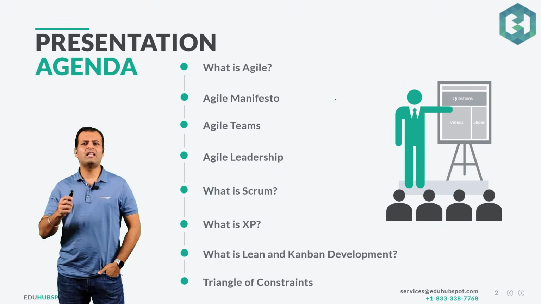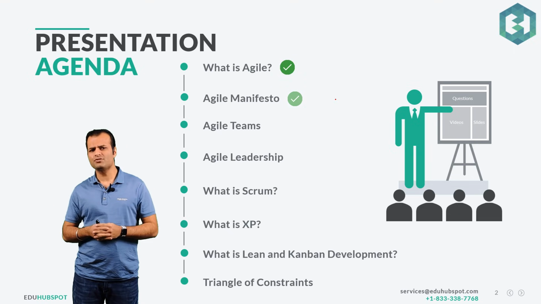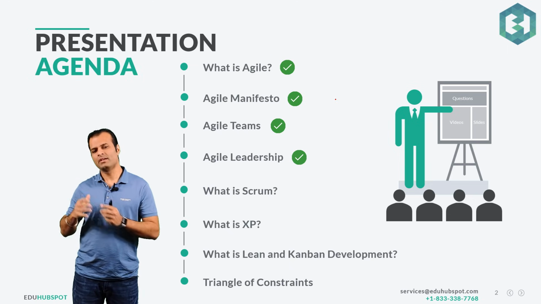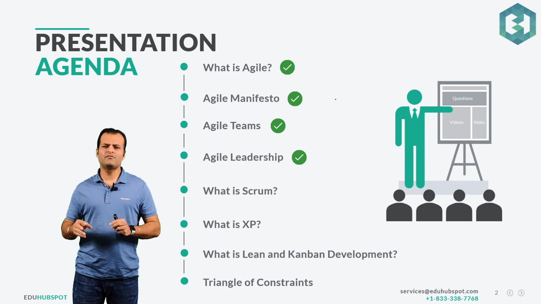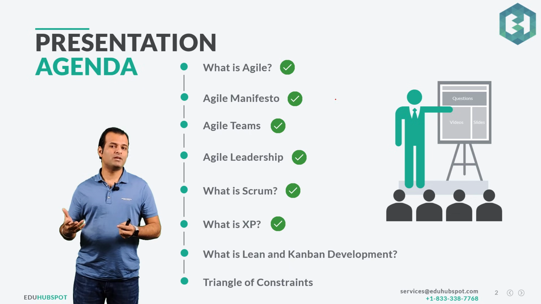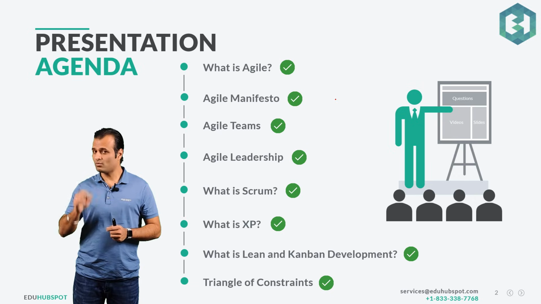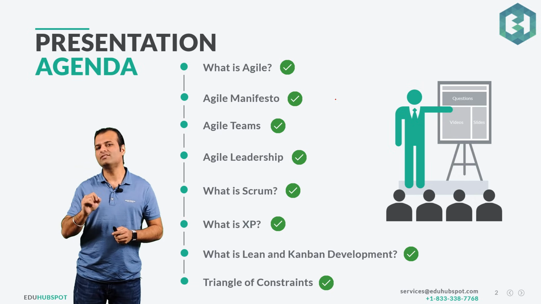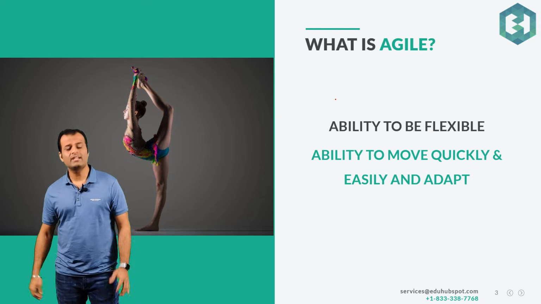What I will be discussing? I'll be discussing the introduction to Agile, Agile Manifesto, some of the Agile teams and Agile leadership, both the adaptive and servant leadership. Then I will give you a brief on some of the popular Agile methodologies like Scrum, XP, Lean and Kanban development, and finally the triangle of constraints. After each of these topics, once again, please make sure that you are applying the concepts and solving the PMP exam questions. So let's see, first of all, what is Agile?